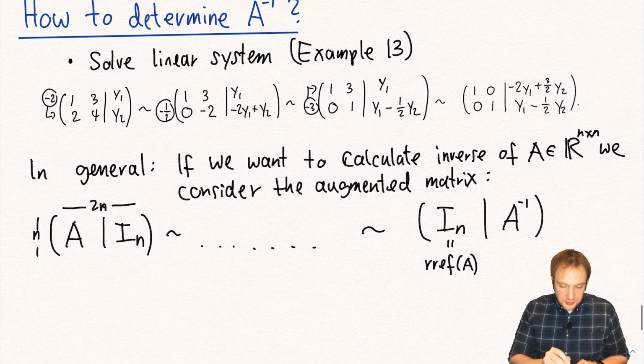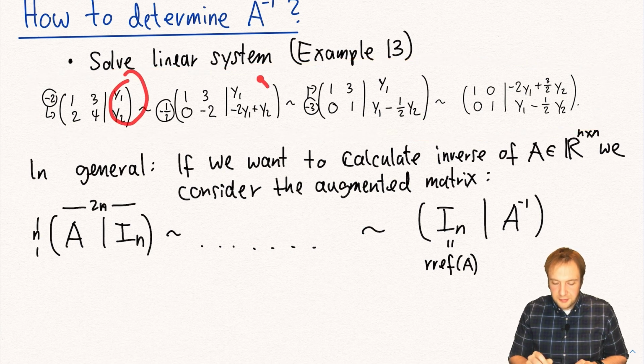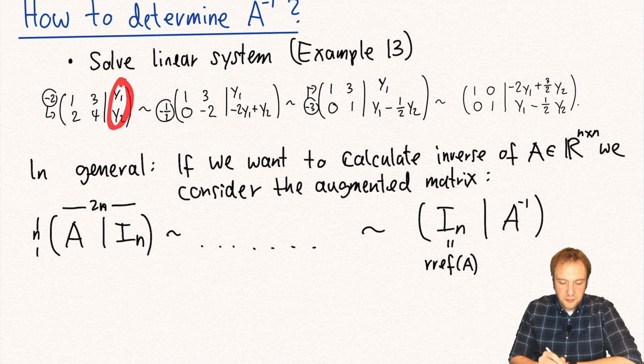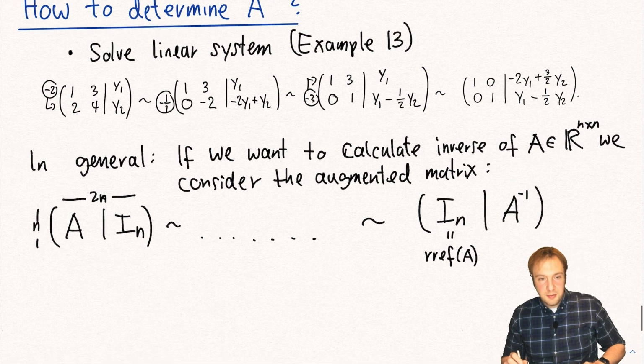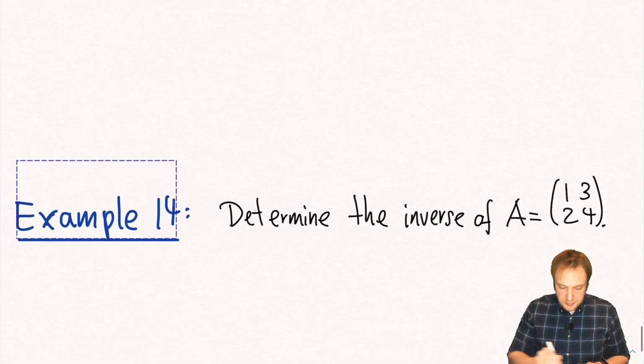And let's do this with this corresponding example here, and you will see this is actually exactly what we do here. But instead of putting a vector here with y1 and y2, we will have the identity matrix here, which corresponds to 1 times y1 and 1 times y2. And then in the end here we will have a matrix where we have -2 here, 3½ here, and so on. But let's do this. So this is example 14.